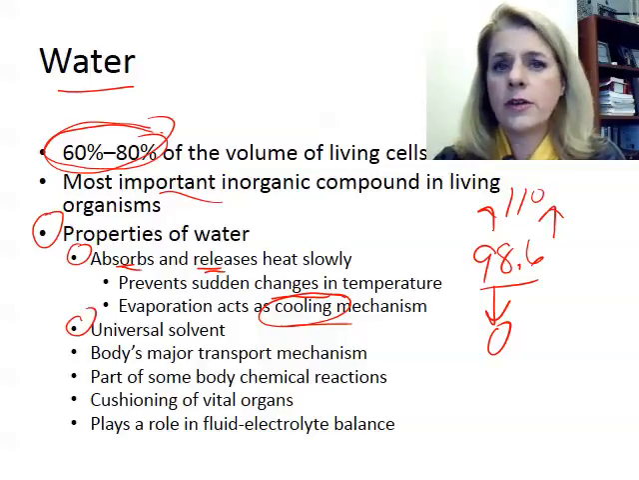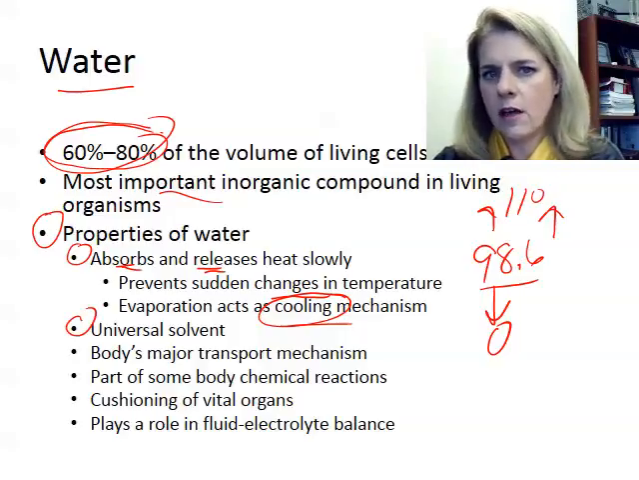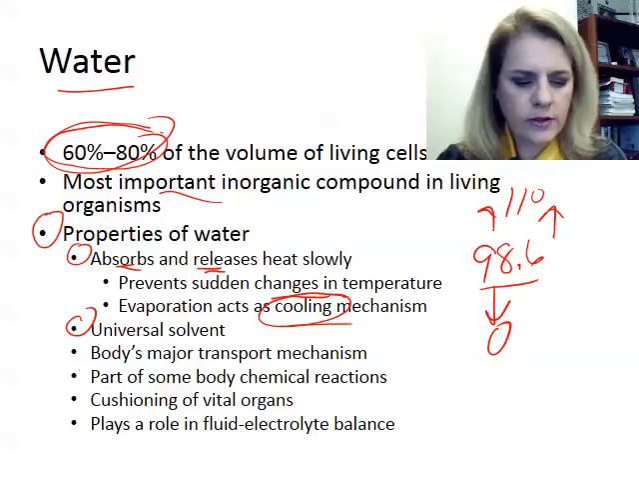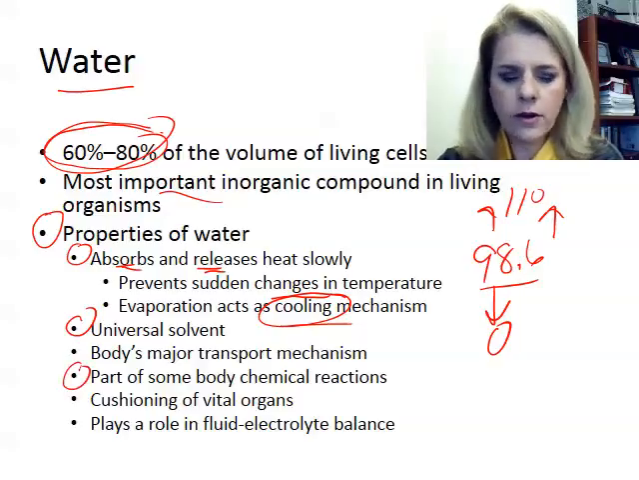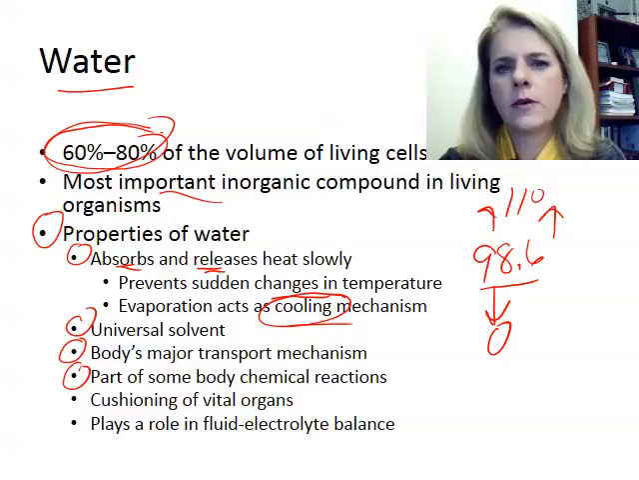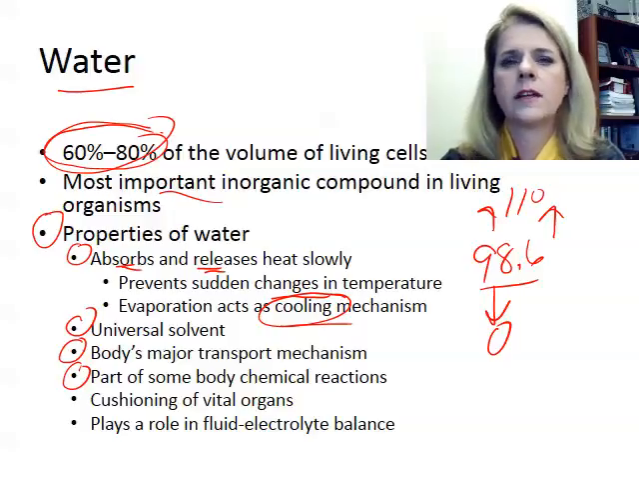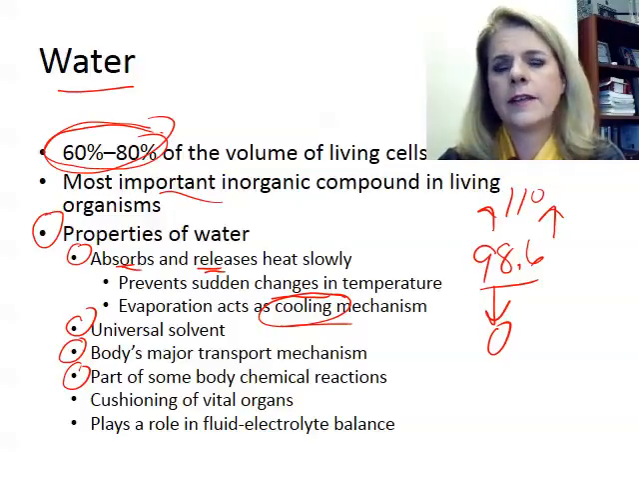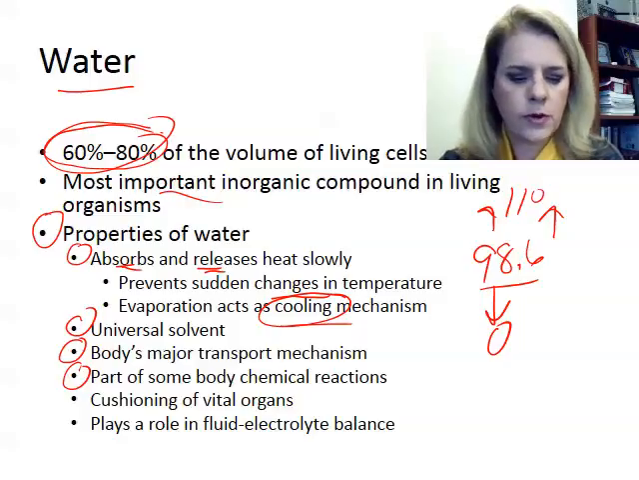Water is also a universal solvent. That means things dissolve in it. So our chemical reactions can take place in water. It's also the major transport mechanism. So we use blood to transport things throughout our body, nutrients, gases like oxygen and carbon dioxide, blood cells. And so plasma, the liquid part of blood, is mostly water. So we use it for transport.